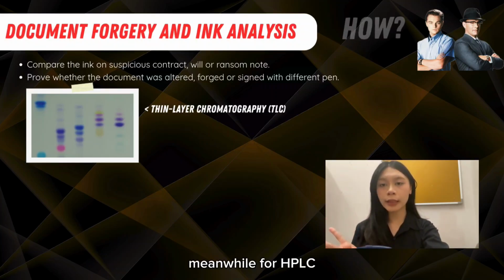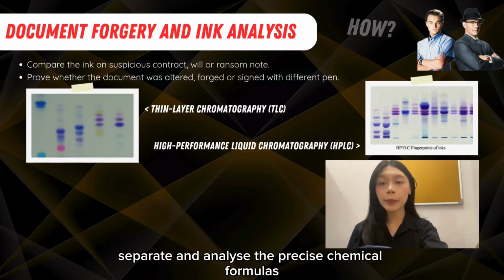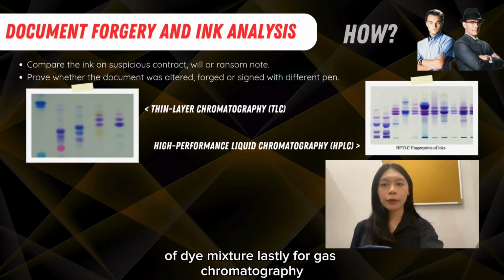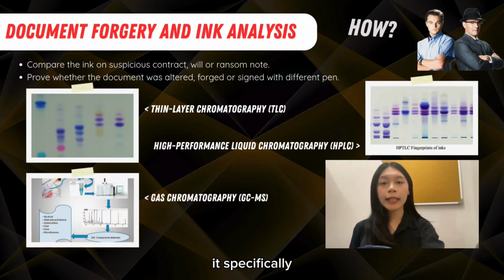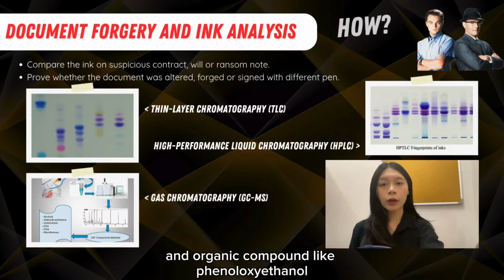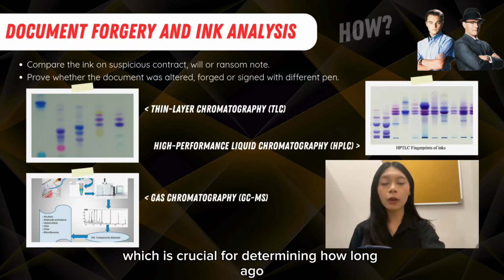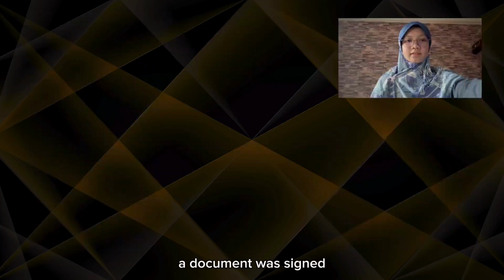Meanwhile, HPLC is a more advanced, highly sensitive technique used to quantitatively separate and analyze the precise chemical formulas of a dye mixture. Lastly, gas chromatography is specifically used to separate and identify the volatile solvents and organic compounds like phenoxyethanol within an ink base, which is crucial for determining how long ago a document was signed.